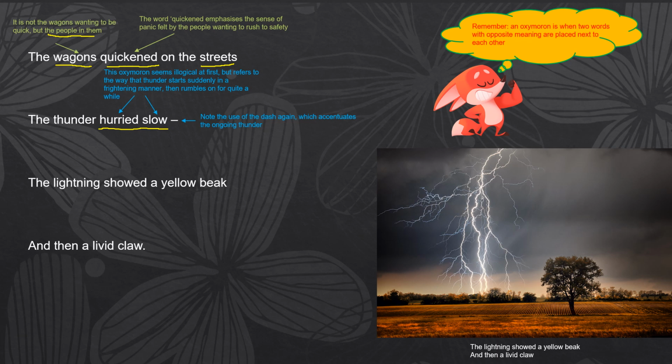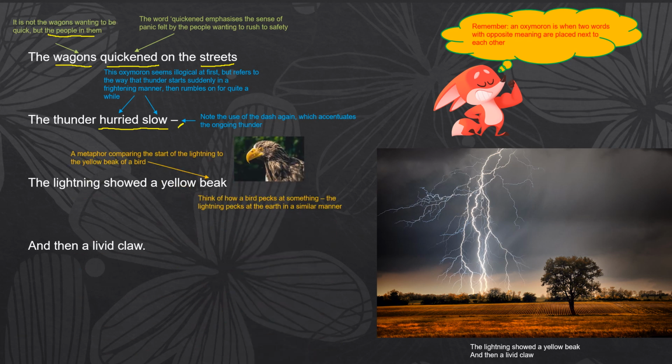And of course, just as a reminder, oxymoron is when two words of opposite meanings are placed next to each other. And this is a very good use of oxymoron over here if one thinks about it, because at first it seems illogical. The thunder hurried slow. But if you think about it, when lightning strikes and the thunderclap comes straight afterwards, the thunder hits suddenly, and then there's the slow rumbling afterwards. All right, so this is a very effective use of oxymoron over here. And once again, note the use of the dash over there to accentuate the ongoing thunder.